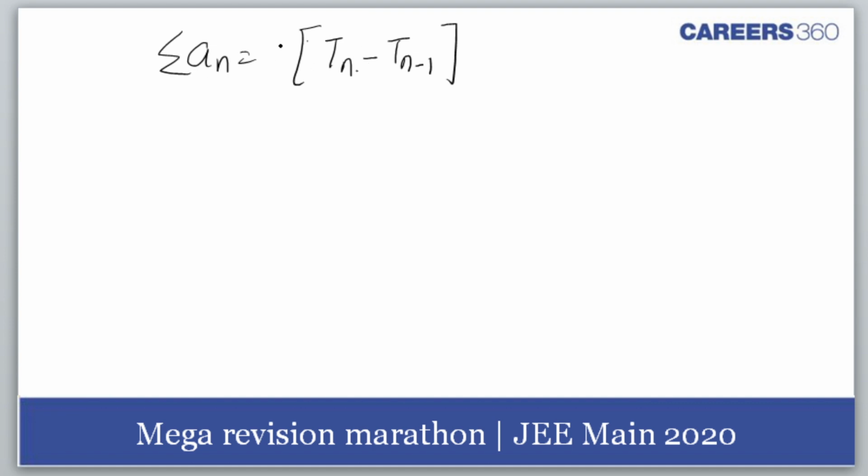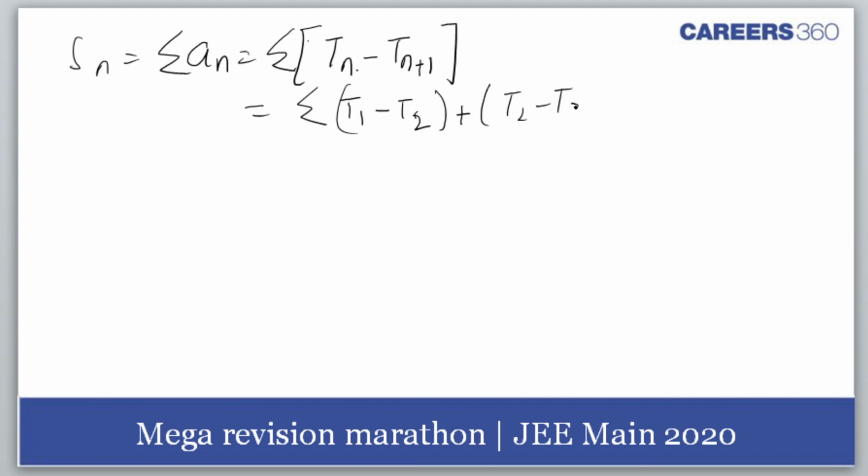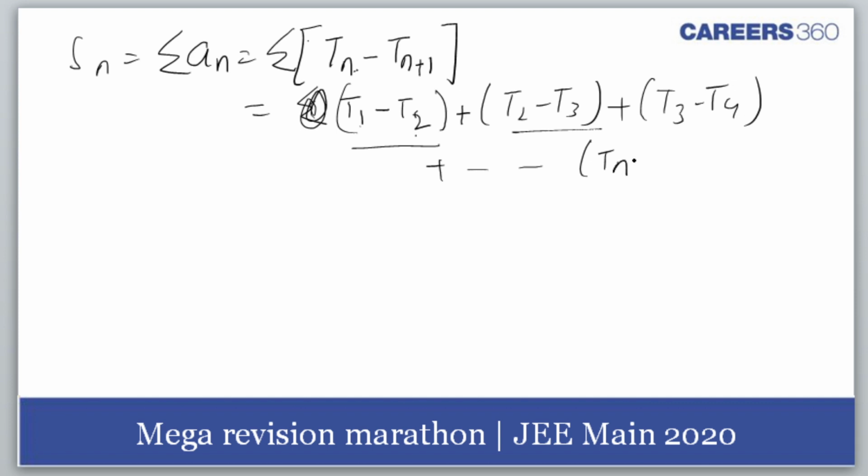So when you do sigma of this to find out the sum to n terms, sigma of t_n minus t_(n+1): when you put n equal to 1 you get t1 minus t2, so this is the first bracket. When you put n equal to 2 you get t2 minus t3, this is the second bracket. The third bracket would be t3 minus t4 and so on. The last bracket would be t_n minus t_(n+1).